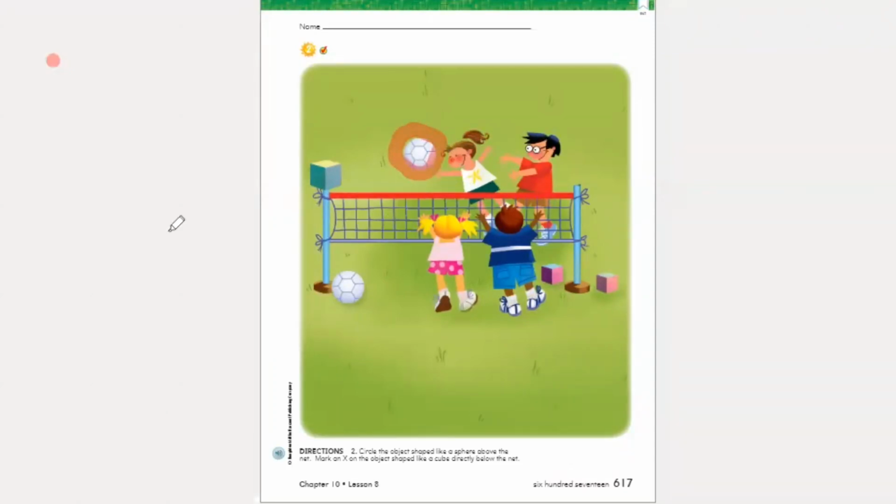Now we're going to put an X on the cube that is directly, that means right below the net. Which cube is below the net? Not above, not beside, below. Here it is.